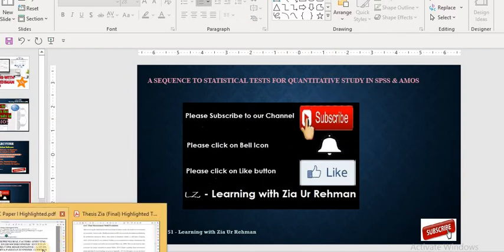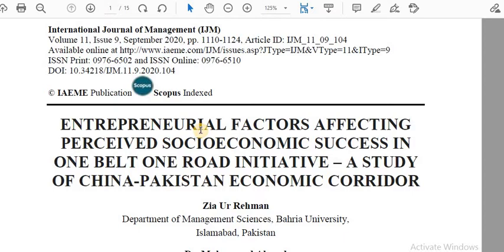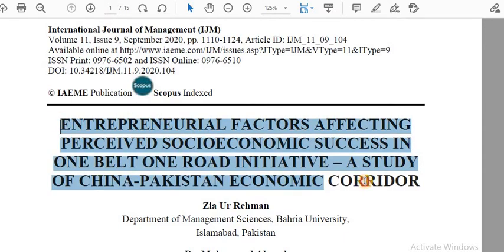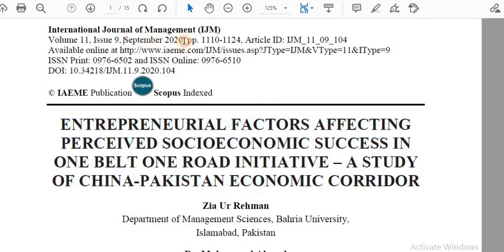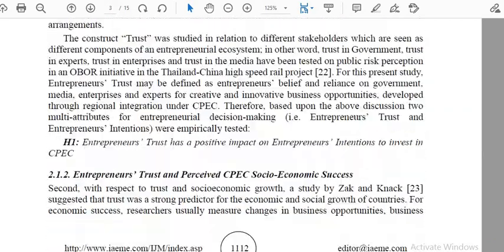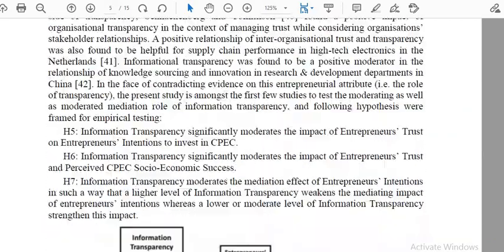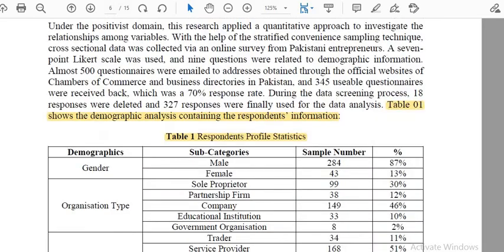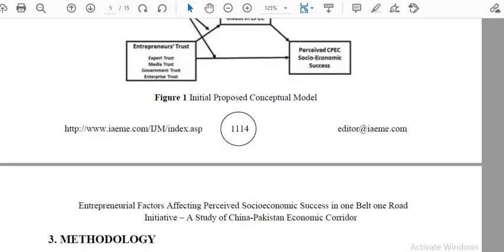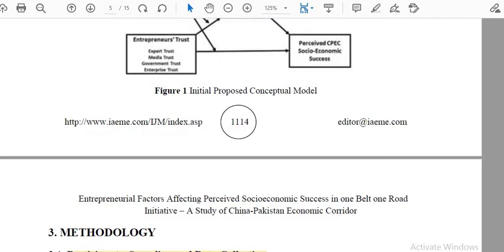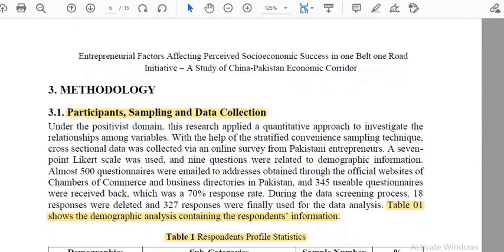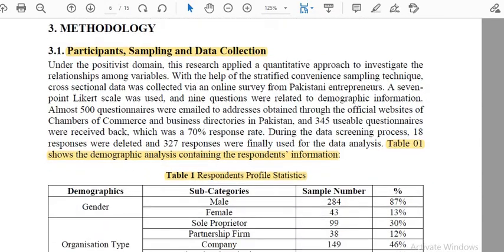Today's lecture, we have a practical case study from a published article. This is my personal article, which was recently published in September 2020. Today I will show you how I conducted the quantitative study and got my paper published by using the SPSS and MOS software. What is the sequence of these tests I performed in this paper?